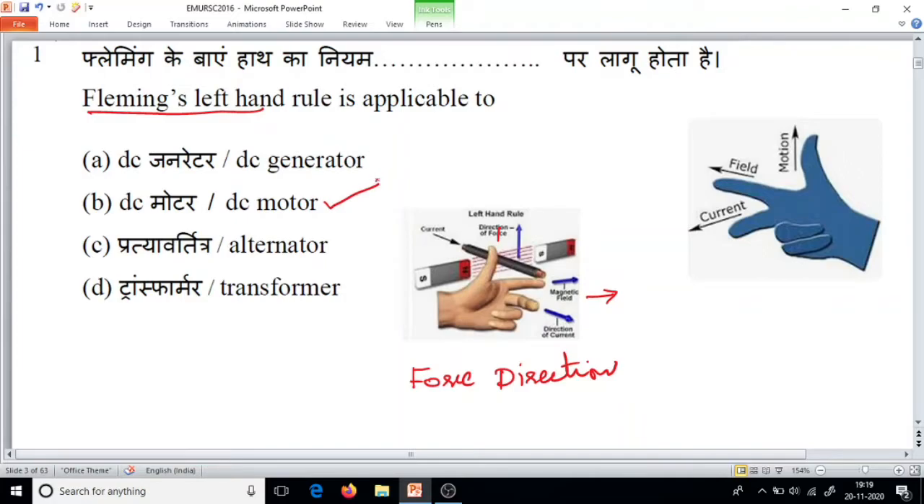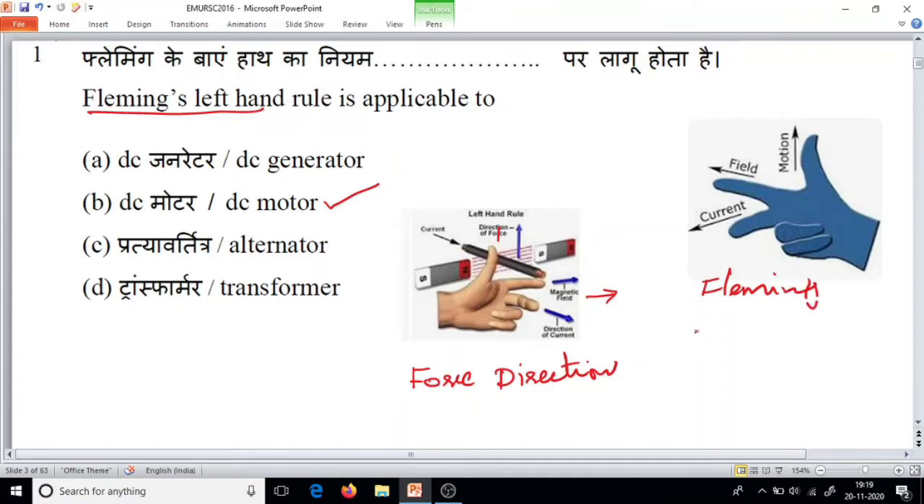In a DC motor, the coil is placed in a magnetic field. So how does the coil experience the force? To know that, Fleming's left-hand rule is used. Similarly, there is one more rule, Fleming's right-hand rule.